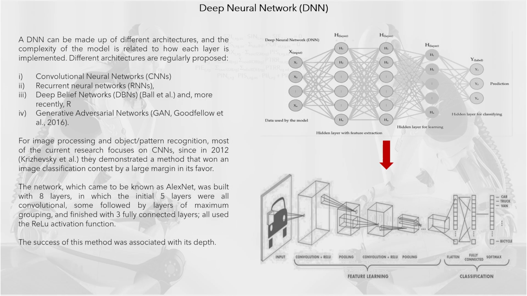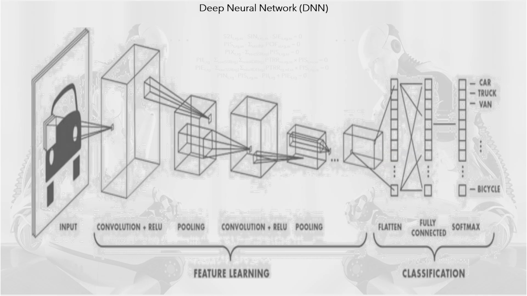A DNN can be made up of different architectures, and the complexity of the model is related to how each layer is implemented. Different architectures are regularly proposed: convolutional neural networks, CNNs, recurrent neural networks, RNNs, deep belief networks, DBNs, and more recently generative adversarial networks, GAN, Goodfellow et al. For image processing and pattern recognition, most of the current research focuses on CNNs.